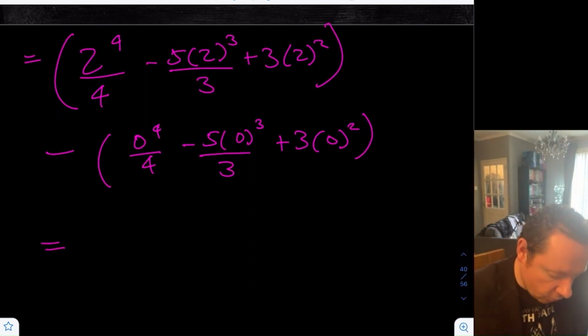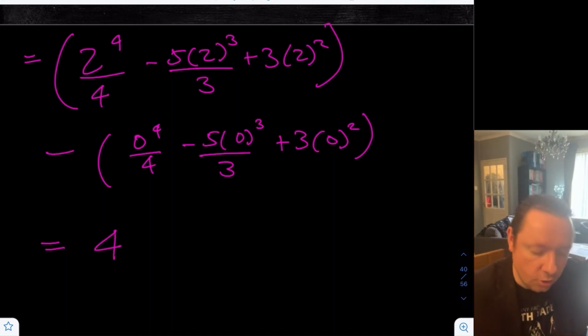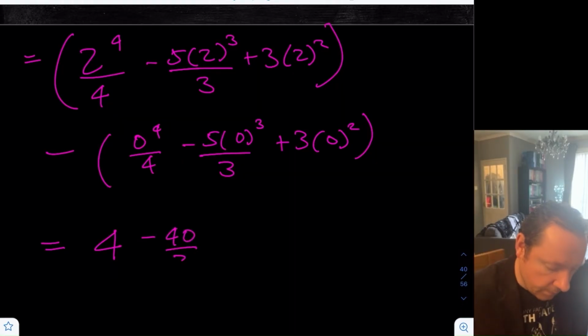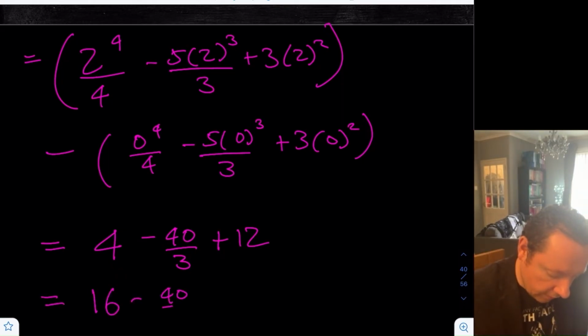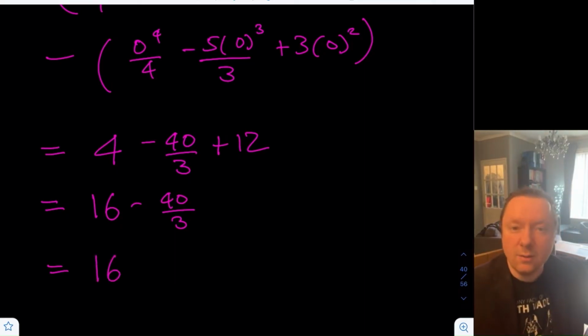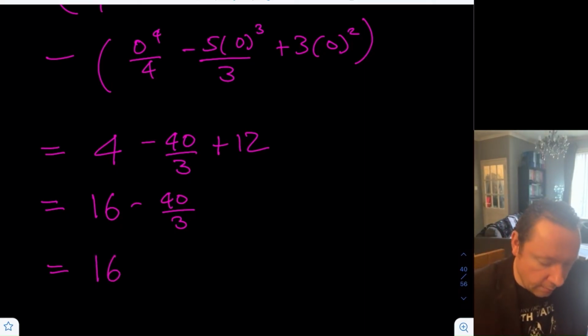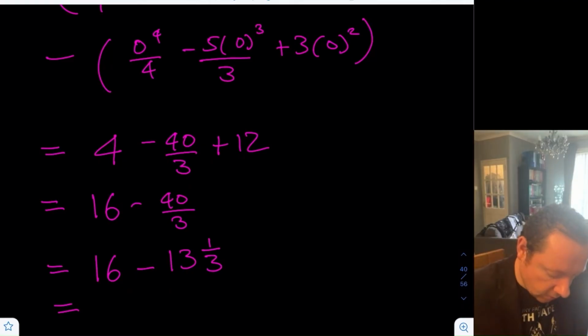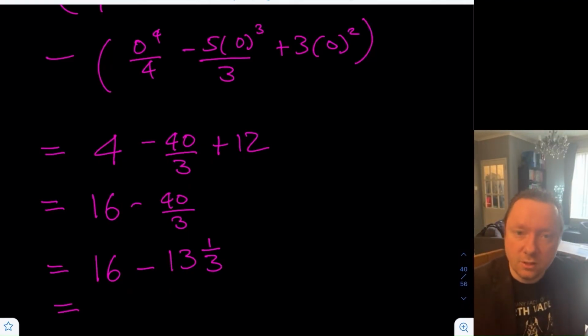Divided by 4 is 4 for our first term. Second term, 2 cubed is 8. 8 5s is 40, so we get minus 40 over 3. And 2 squared is 4 times 3 is 12. Tidying that up, we get 16 minus 40 over 3. Non-calculator, easiest way to deal with that is mixed numbers, I would say, because 3 times 13 is 39, so minus 13 and a third. 16 minus 13 is 3, minus an extra third is 2 2/3.